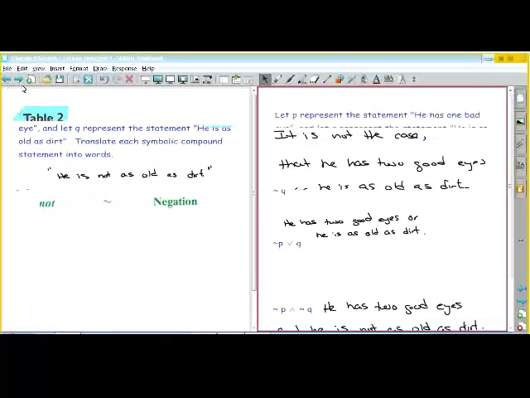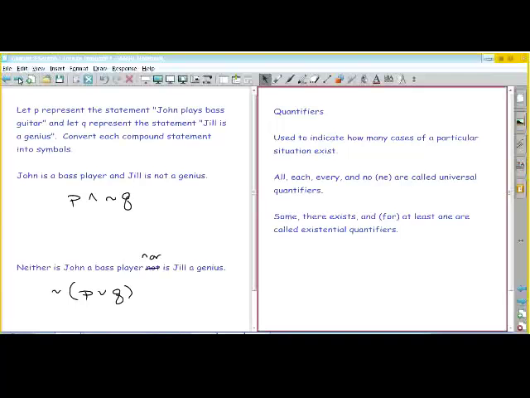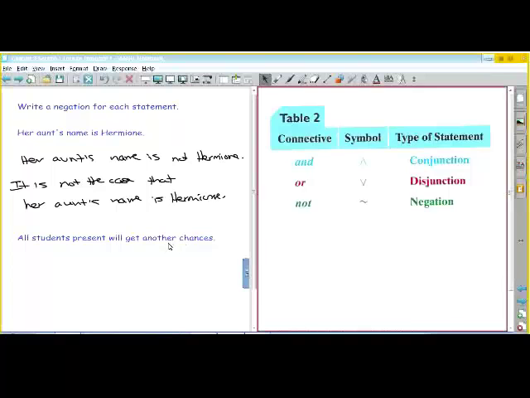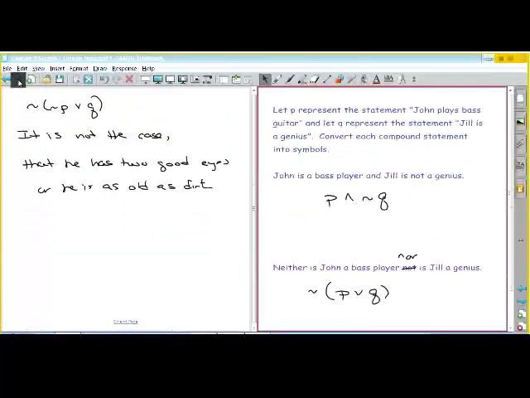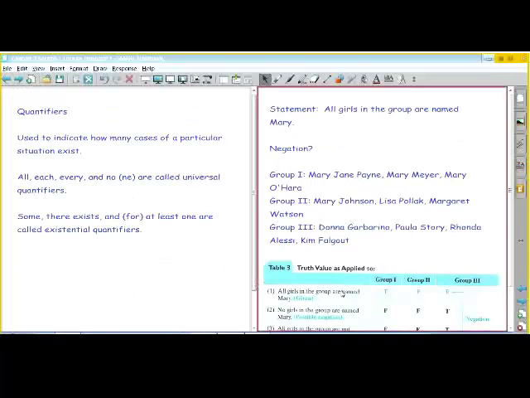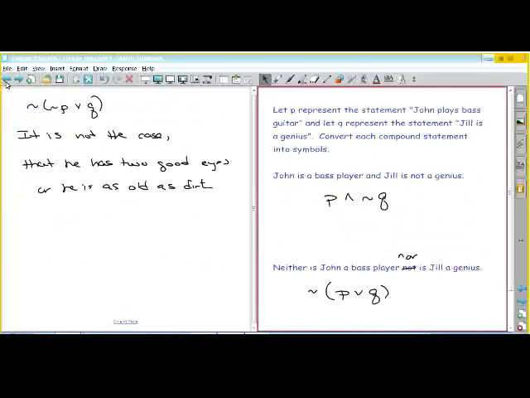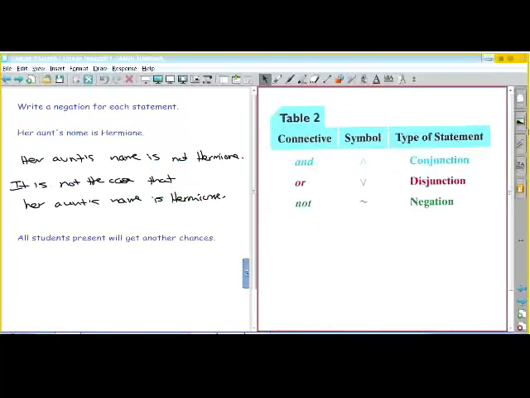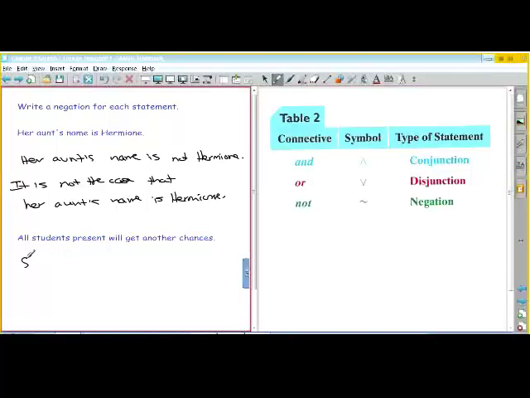So if we go back to this other question here where we're looking at negations, here it was, all students present will get another chance. So all, what is the opposite? Well, is it exactly what we had here? All girls in the group are named Mary. So we should be able to use the word some.